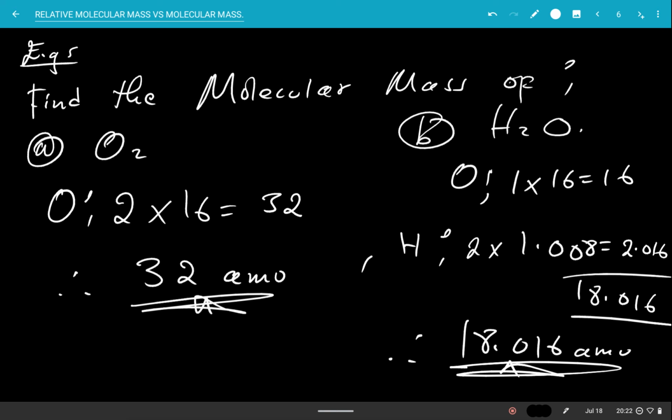Alright, this is everything you need to know about relative molecular mass and just molecular mass itself.